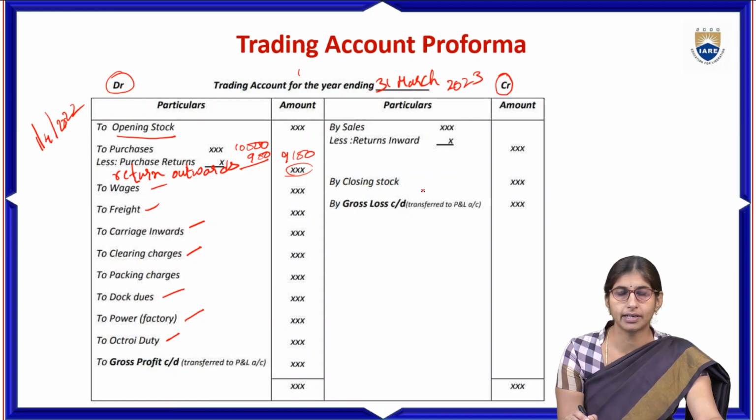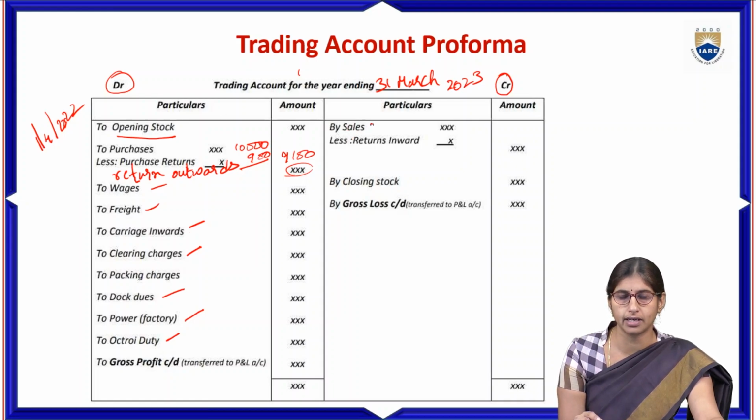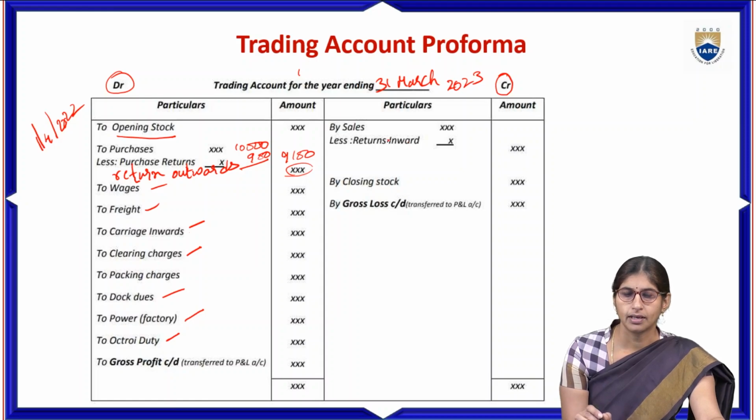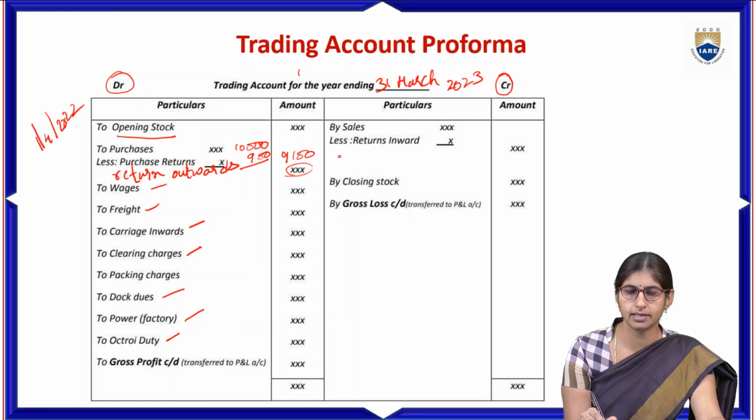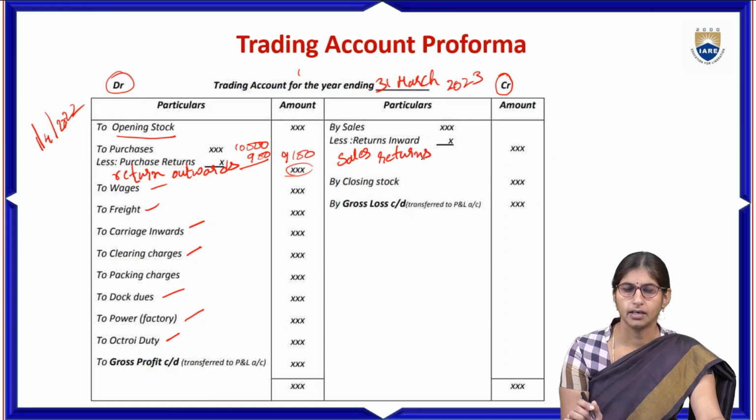And now coming to the credit side of the trading account. The very first item in the trading account is sales. We are going to write the sales amount less return inwards. Return inwards means sales returns.